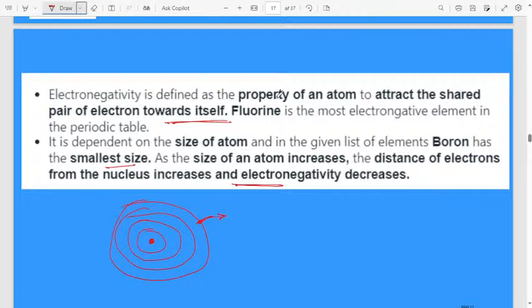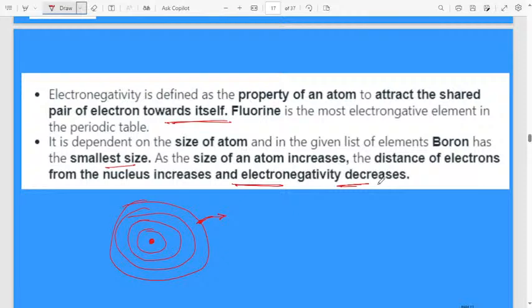Electronegativity is defined as the property of an atom to attract a shared pair of electrons towards itself. Fluorine is the most electronegative element in the periodic table because it depends on the size of the atom. In the given list of elements, boron has the smallest size. As the size of the atom increases, the distance of the electron from the nucleus increases, then you can remove the electron easily. Therefore, electronegativity decreases. Whatever energy you spend to remove an electron decreases, therefore electronegativity decreases.